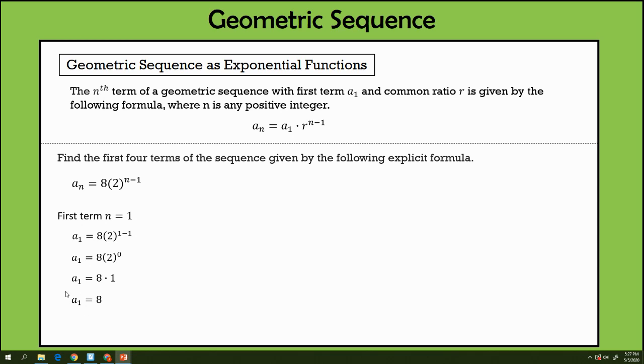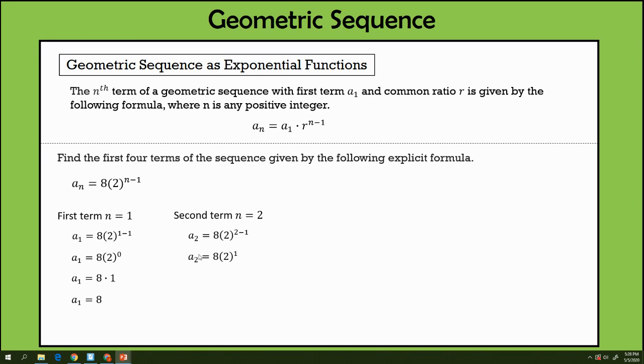This a sub 1, remember, means the first term of the sequence. So the first term of the sequence is 8. We knew that anyway because they gave it to us right here. Okay, how do we find the second term in the sequence? Well, we take our explicit formula, and now we put 2's in place of the n's. So a sub 2 means the second term of the sequence. Now it's got to be to the 2 minus 1 power, because I'm going to put 2 in place of this n as well, right there in the exponent.